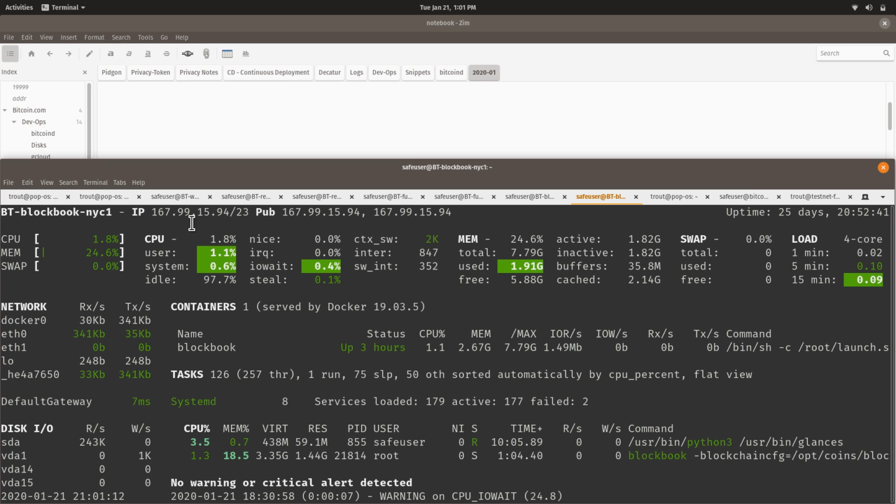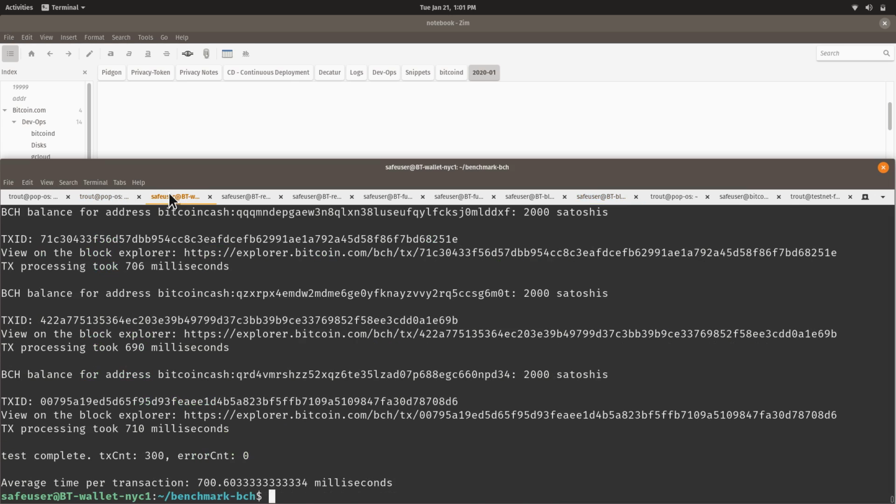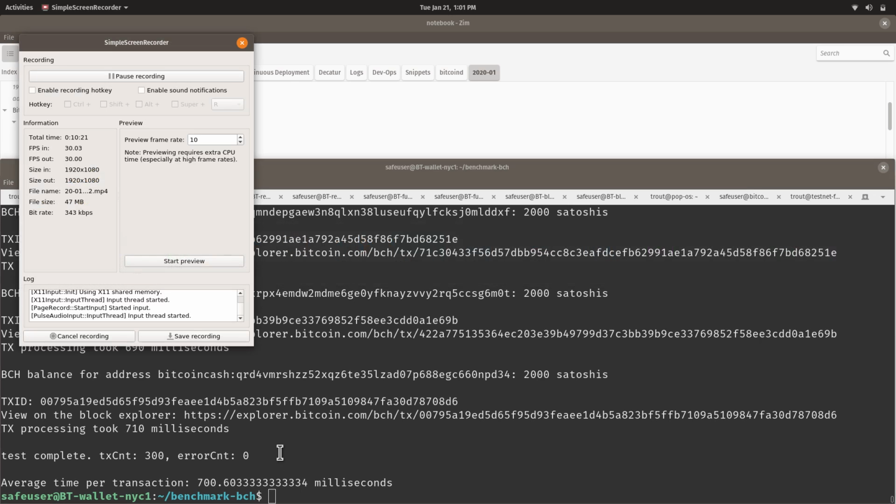Okay, so almost 700 on the dot as an average across 300 transactions. This is with the 200 millisecond artificial delay, so it's actually taking 500 milliseconds per transaction. Okay, I will make notes of that.